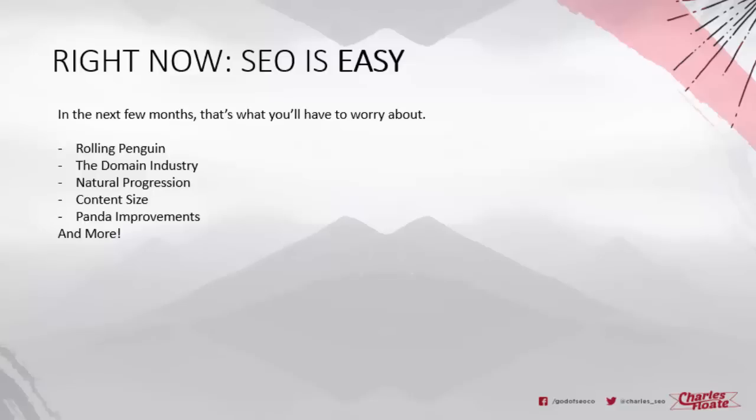There's also the Panda improvement, which is again linked to that natural progression with artificial intelligence getting better, and with the algorithm changes, and with mathematicians being even smarter, etc. Panda is going to get massively improved, which means that your content, again linked to the content size, is going to have to be bigger, better, and stronger than ever.